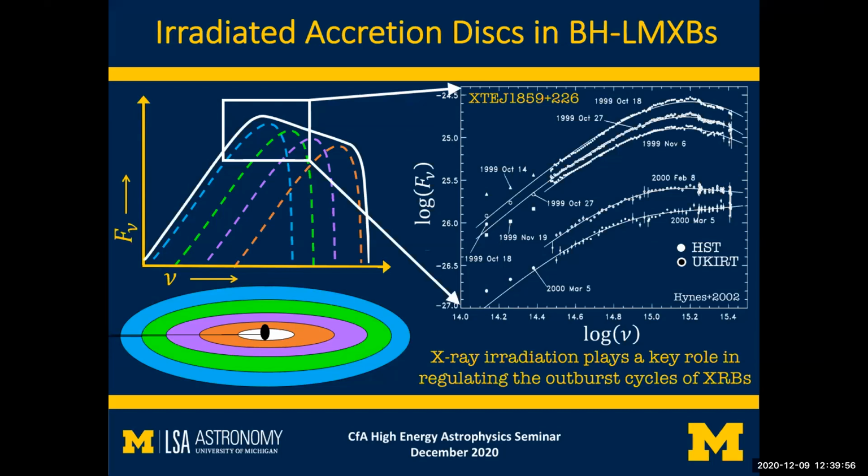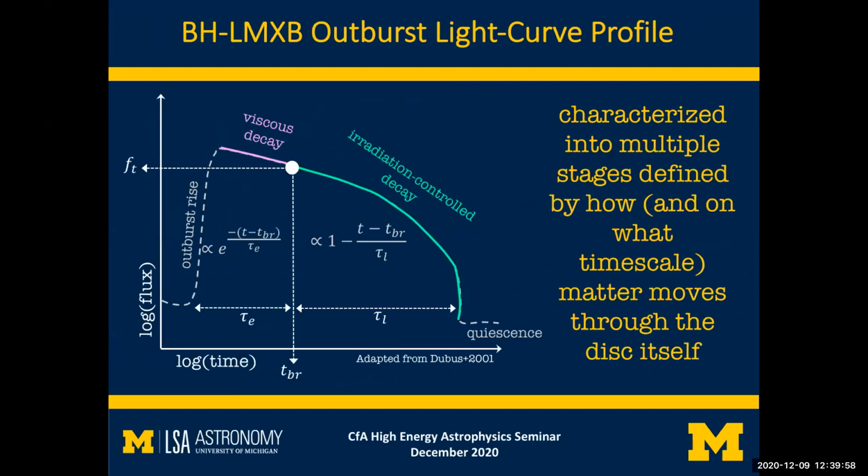Now, in addition to their spectra, the physical effect irradiation heating has on low mass X-ray binary disks can also be illustrated through their outburst light curves. The temporal profiles actually encode within them distinct observational signatures of the X-ray radiation source heating the disk in the system. Now, the light curve profile for an outbursting disk, as you can see on the slides, can be characterized into stages via the disk instability model, where each stage is defined by how and on what time scale matter moves through the disk itself.